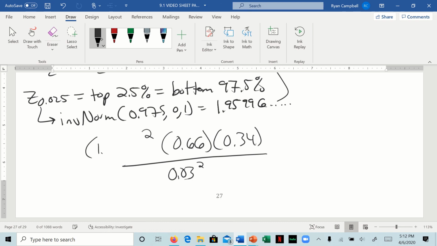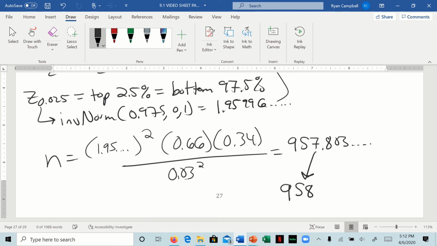So if we looked at it on paper, this is what it would look like, right? So you should end up with 957.803 and so on. But since we always round up, our answer is 958 adults. And that's our final answer.